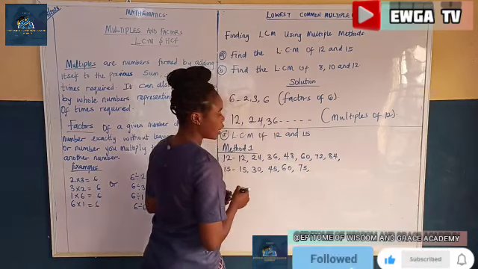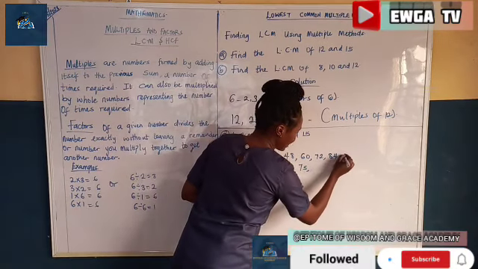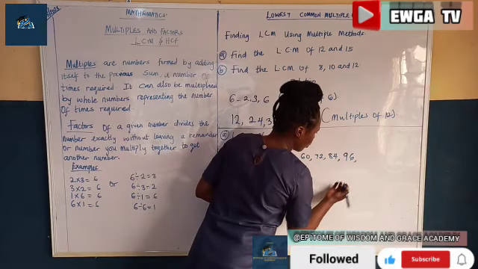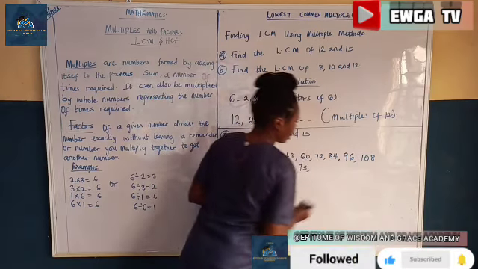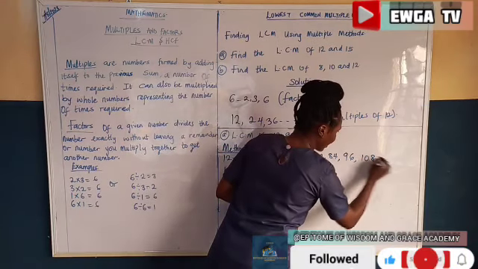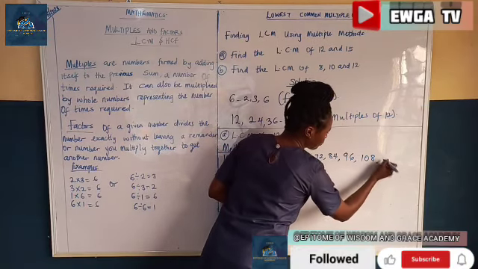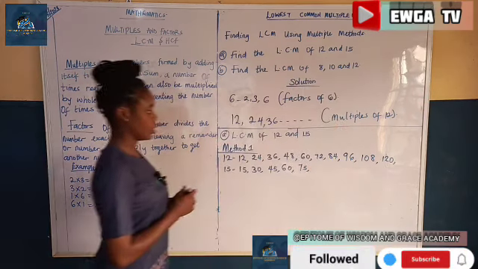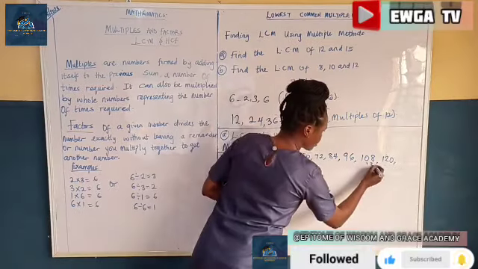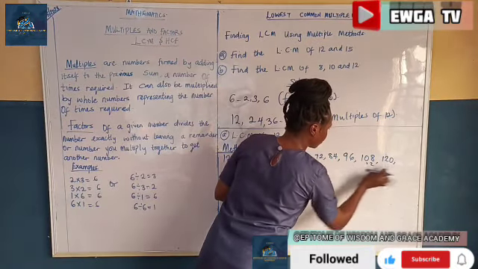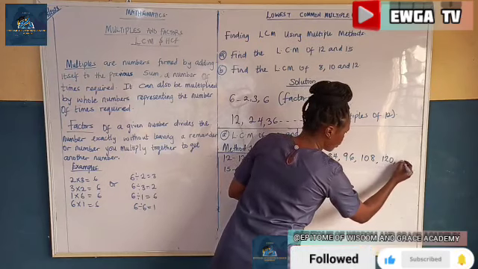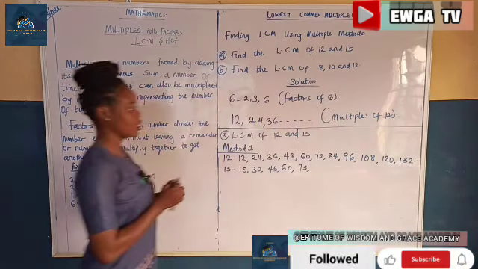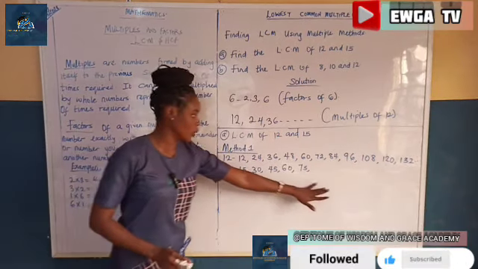Plus 12, we are going to be having 96 here. Plus another 12, we are going to be having 108. Plus another 12, we are going to be having 120. Okay, sorry, if I'm not wrong, another 12 here. Yes, 120. Plus another 12, we are going to be having 132. Like that. So let's stop there.